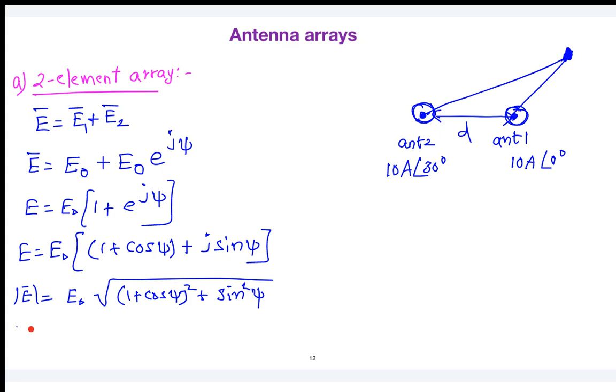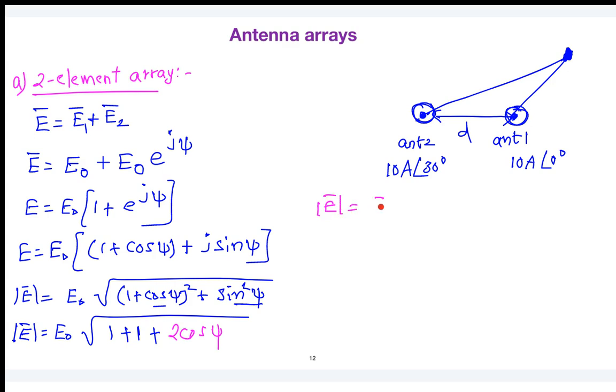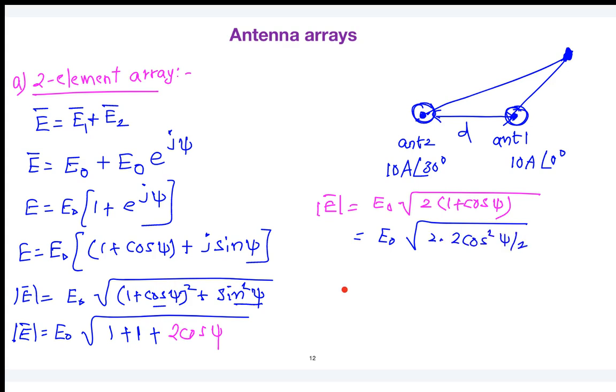So E naught into root over, this will be 1 plus cos square psi plus sine square psi, which gives 1, plus 2 cos psi. So the magnitude of electric field intensity is E naught into root over 2 into (1 plus cos psi). You know that 1 plus cos psi can be written as 2 cos square psi by 2. So finally, what you are going to get is 2 E naught cos psi by 2, the electric field intensity generated by these two elements.